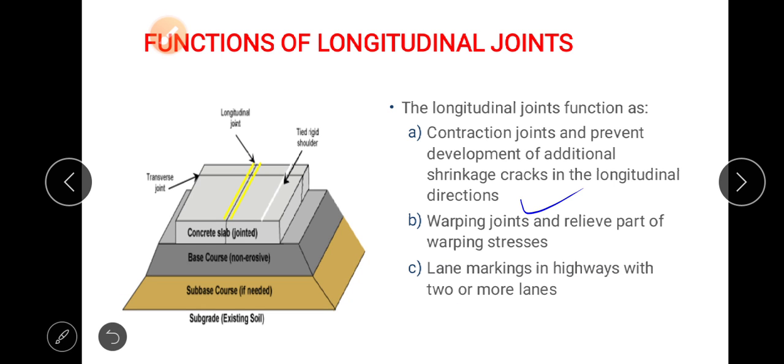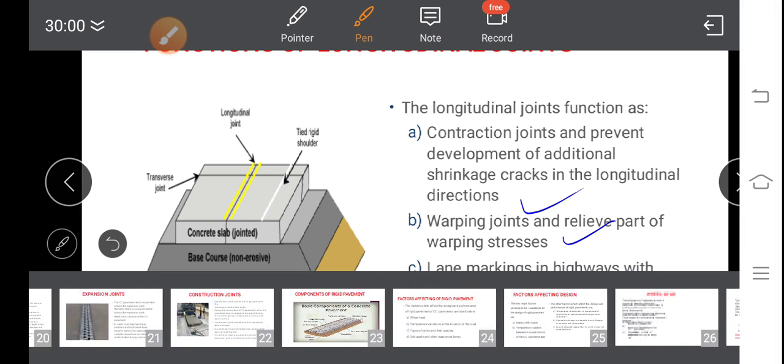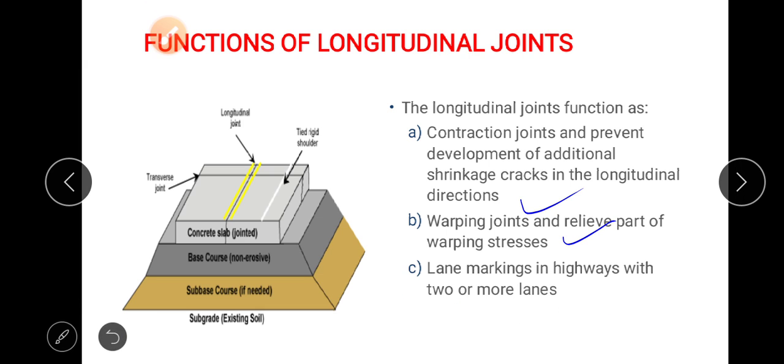Warping joints relieve part of the warping stresses. Lane markings in highways with 2 or more lanes.